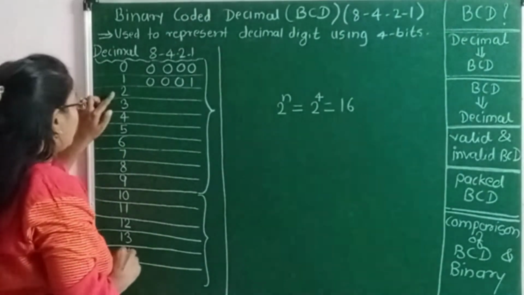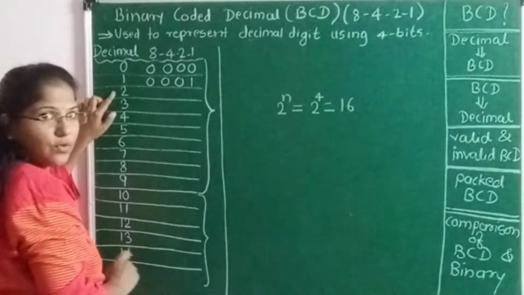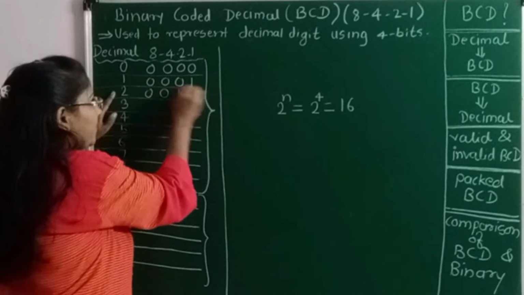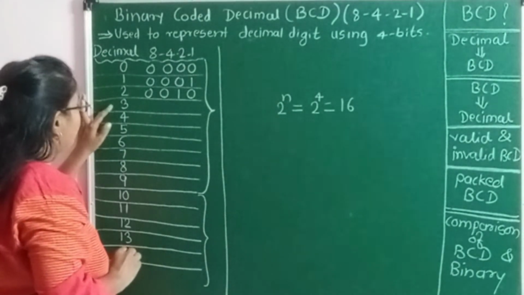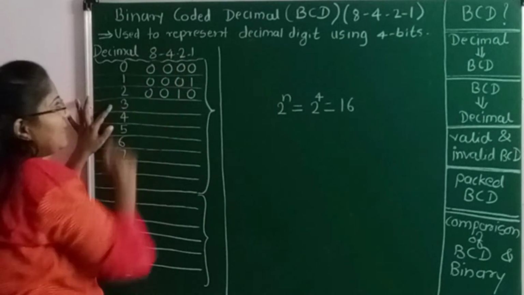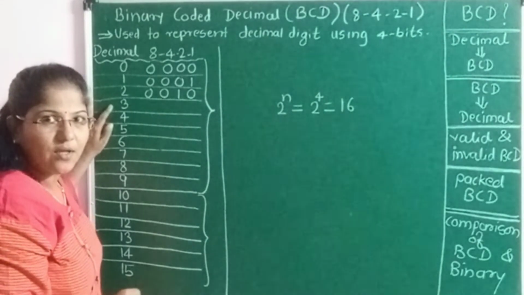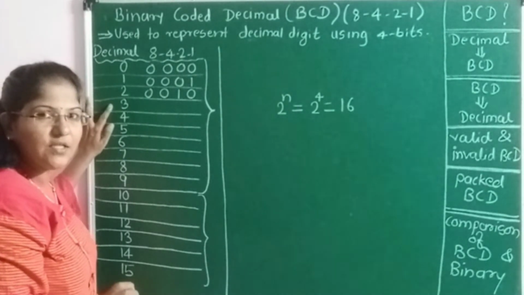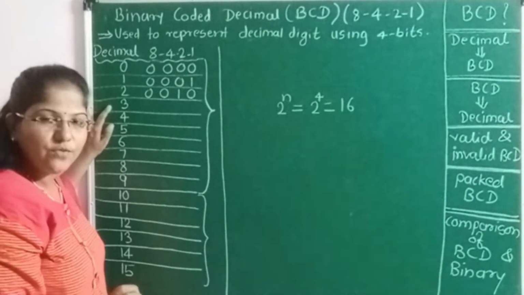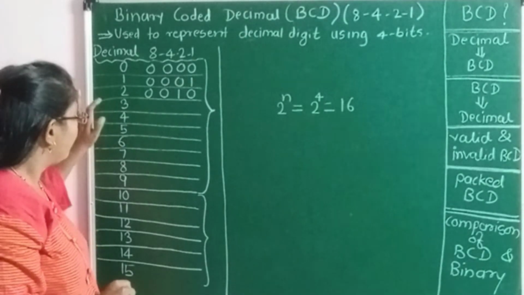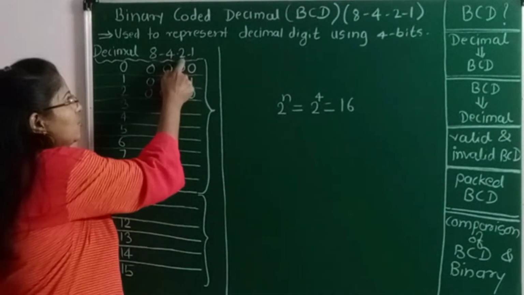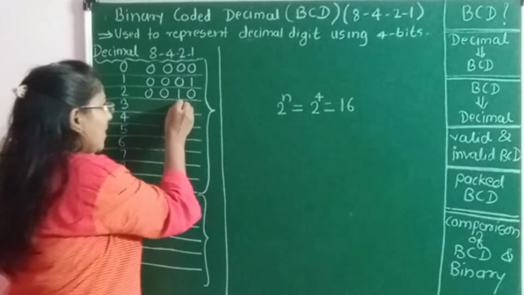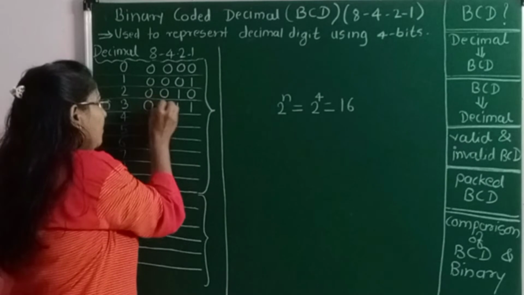Now next one is 2. Is there any weighted value 2? Yes, it is there. So for that write 1, and for remaining weighted value write 0. Next one is what? 3. So is there any weighted value 3? No, it is not there. So what we have to do in such a case? We have to find out the weighted values in such a way that when we add those weighted values, the result must be 3. So now here I will choose 2 and 1. So 2 plus 1 is 3. So write 1, 1, and for remaining 0.